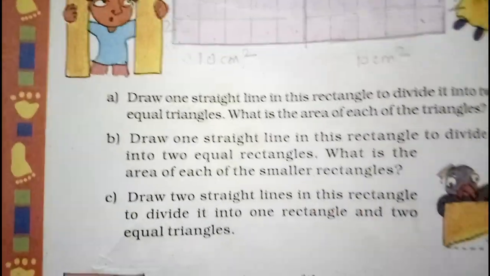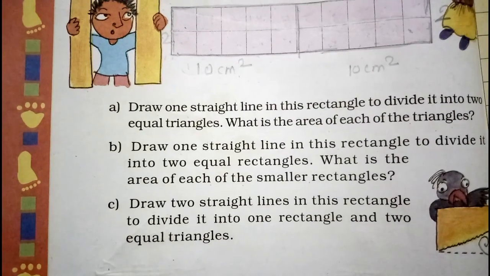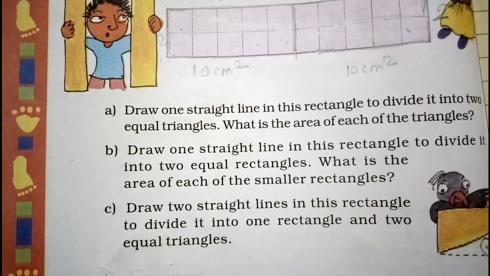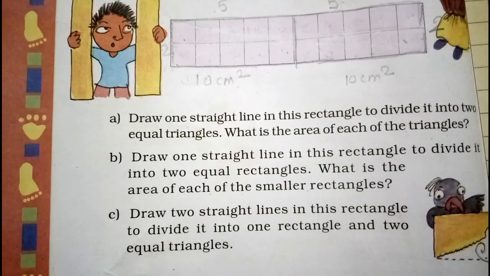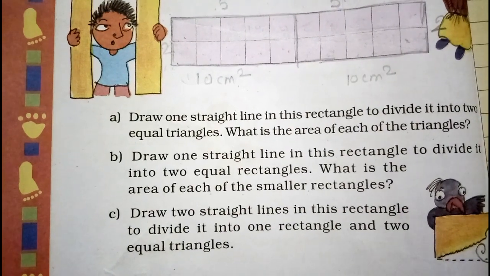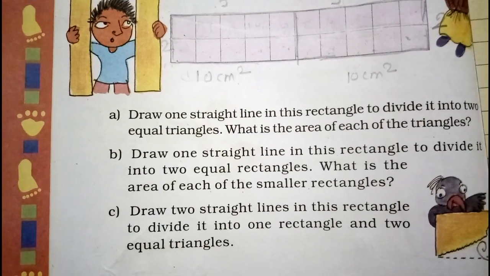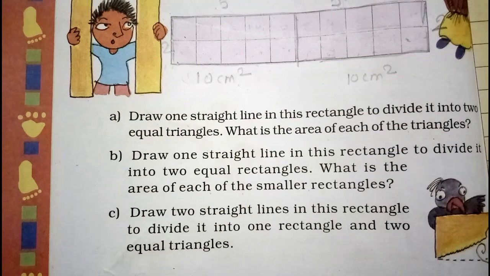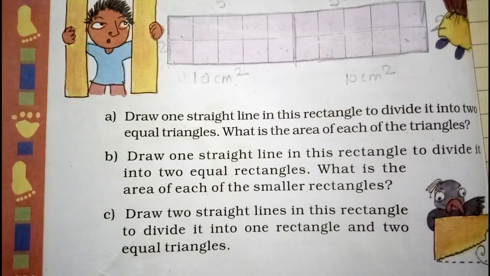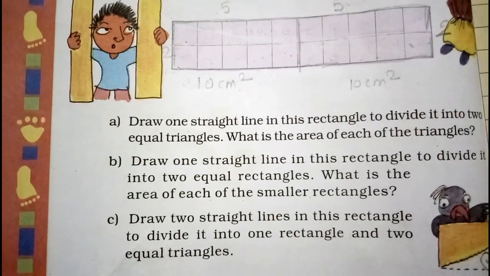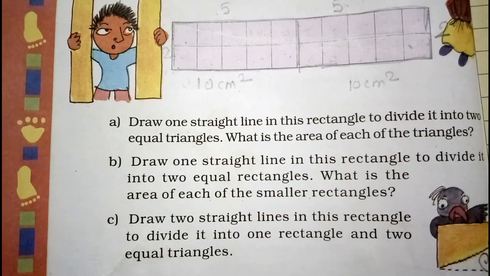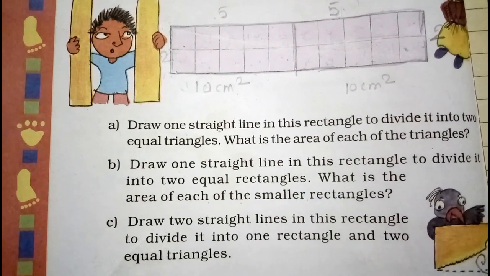What is the C? Draw two straight lines in this rectangle. First we have to draw two straight lines and divide it into one rectangle. Two straight line draw करके उसका one rectangle बनाना है and two equal triangles. Okay, एक rectangle and दो triangle बनाना है.